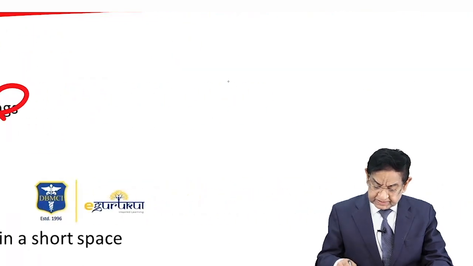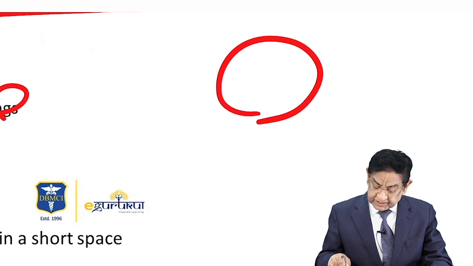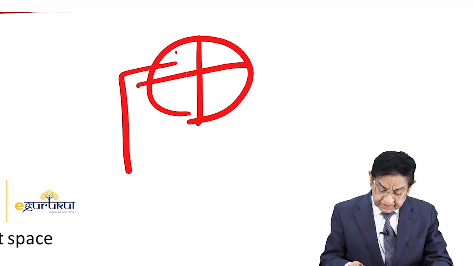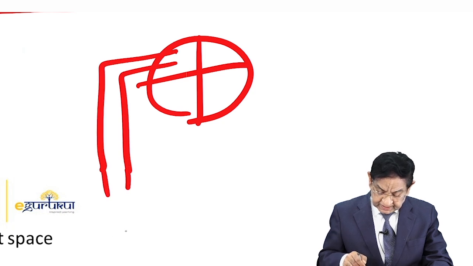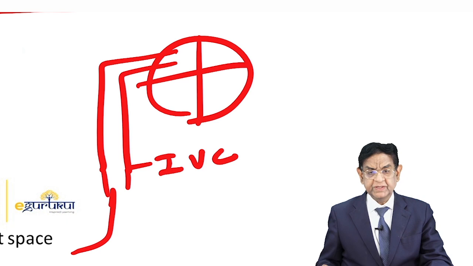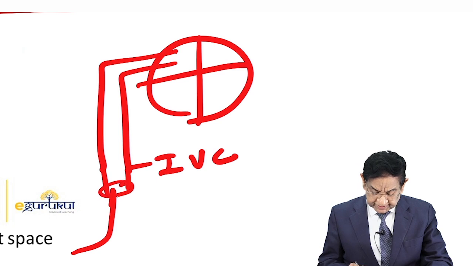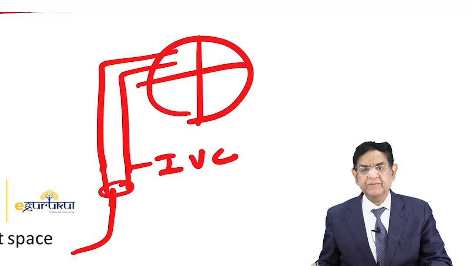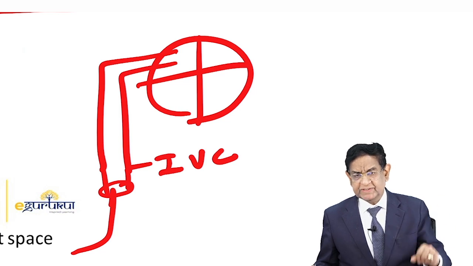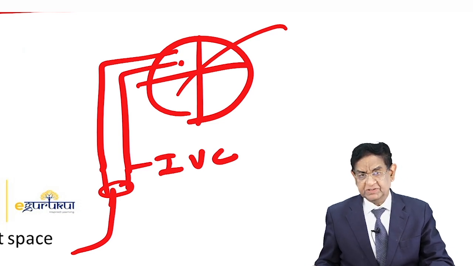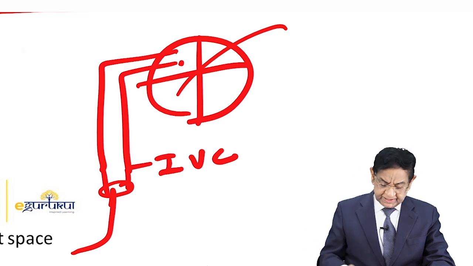What do they do? This is the heart, and this is the inferior vena cava, which comes from the legs and brings blood to the right atrium. So when recurrent thromboembolic phenomena are there, then we put a filter here. The filter will block any clot that is coming, so it will not be able to go to the right atrium and reach the lungs. In such cases, you always use a filter.